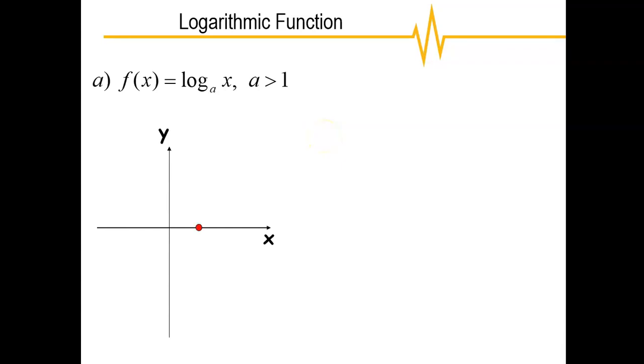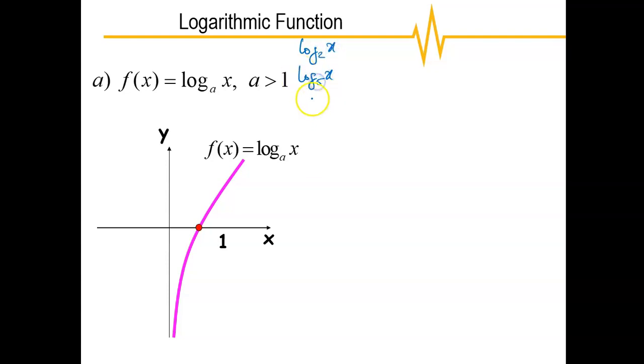So now class, look at this one here. The graph for log x to the base of a, where a is greater than 1. For example, log x to the base of 2, log x to the base of 5, where base 2, 5, which is greater than 1.